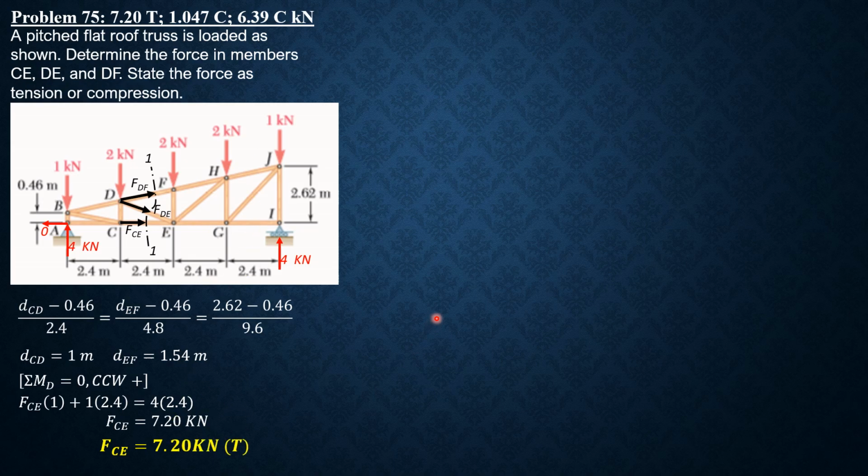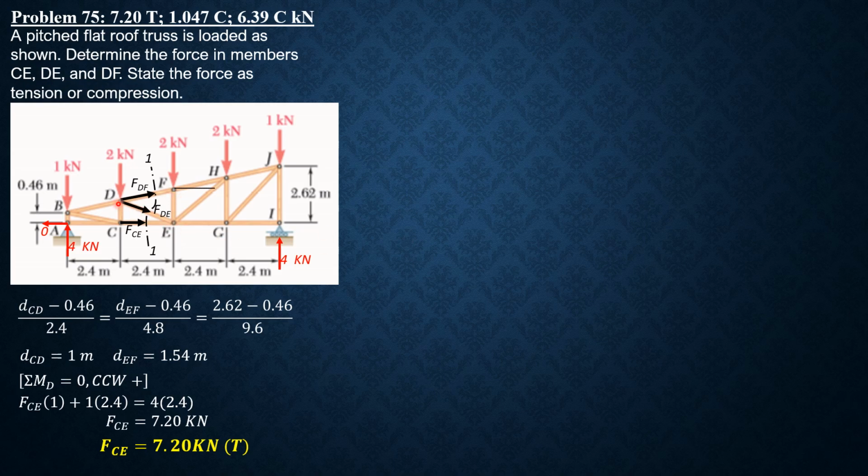Then for FDE, we will not determine it first. So if you want to solve for force in FDE directly, you may extend the line of action of FDF, and FCE horizontal. Then their lines of action meet somewhere here. Then find that point to directly compute FDE. Although that's another way, I'm planning not to do that. Let's solve for FDF first by summing up moment about E.